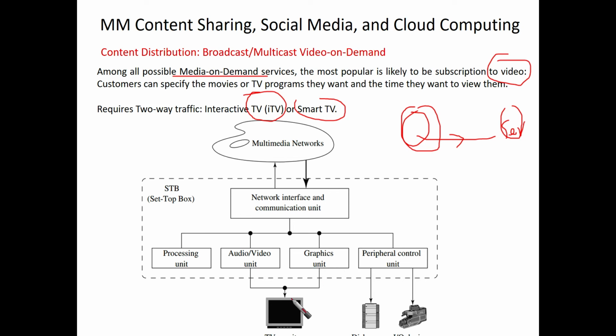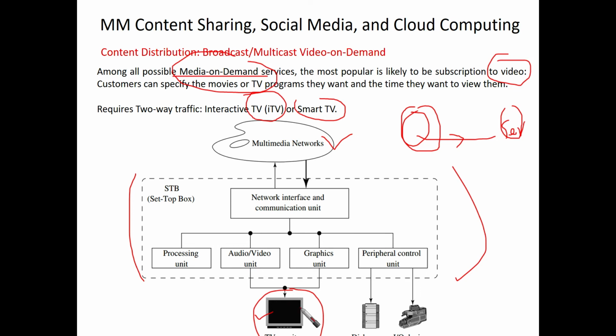So most of the TV sets that we see in our home still today are basically simple. We have a TV monitor, right? So to allow this kind of video on demand or media on demand service, you basically need some interfaces between your multimedia networks and your TV monitors, right? Or maybe some other interfaces, whatever it is.